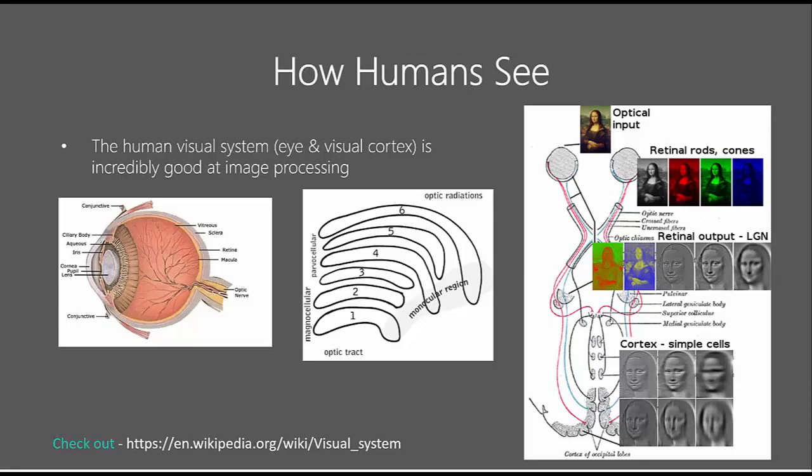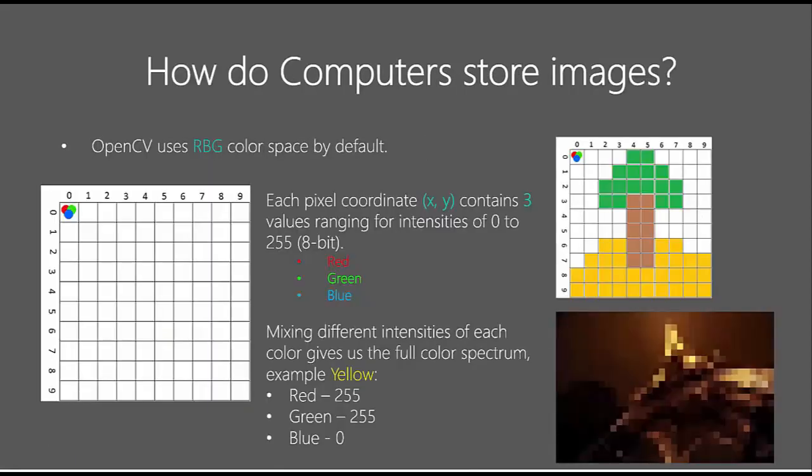We can actually do this far better than any computer vision technique right now. And our brains do this by using 6 layers of visual processing that you can see here. I won't go into the details of this, but it's incredibly complicated. And if you're curious, you can visit the Wikipedia page on our visual system right here.